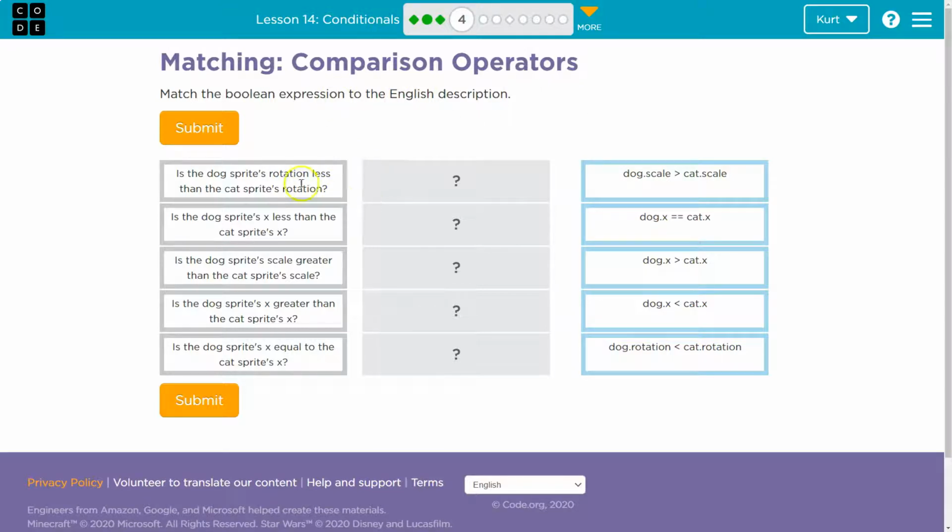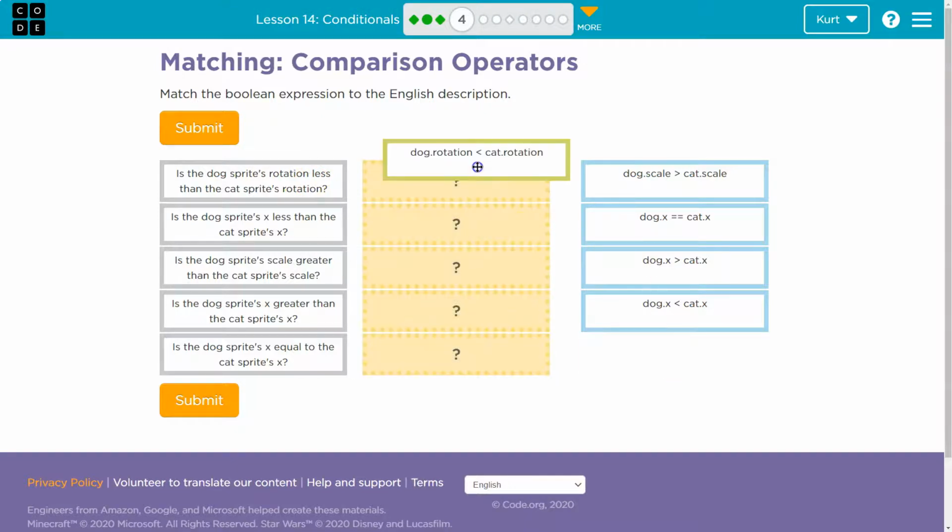All right. If the dog sprite's rotation is less than the cat's rotation. Okay, so is the dog's sprite's rotation less than the cat's? So we're going to be looking for dog less than cat something. Let me first look for that. Dog less than cat. Well, that's X. Dog less than cat. Okay, but that's rotation. Is the dog's rotation less than the cat's? Oh, yeah. So that's dog rotation. All right, let's do this next one.